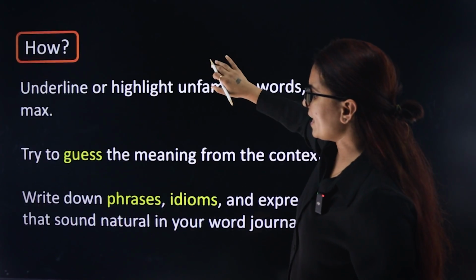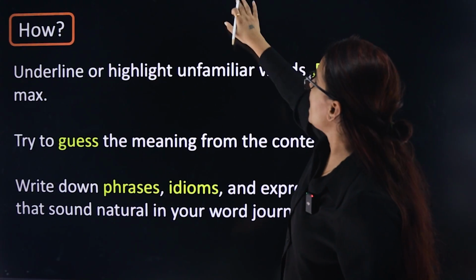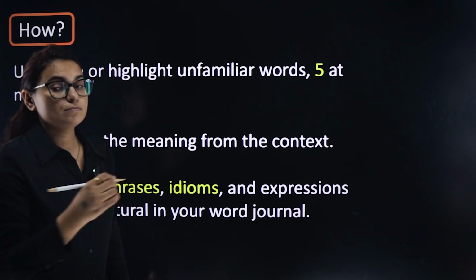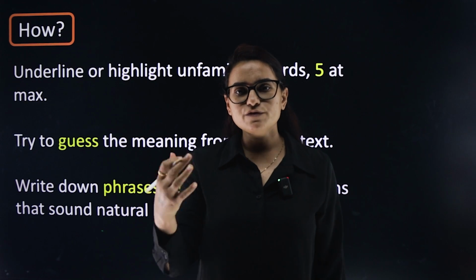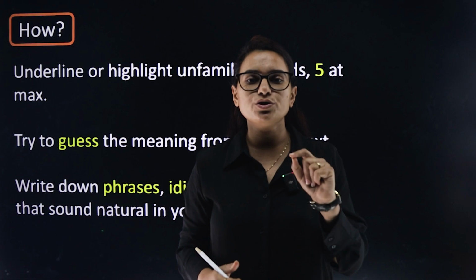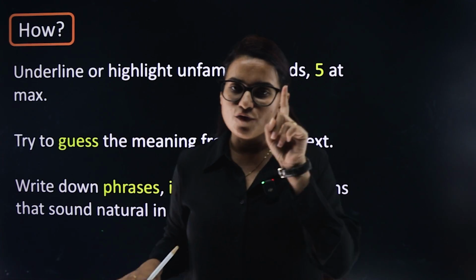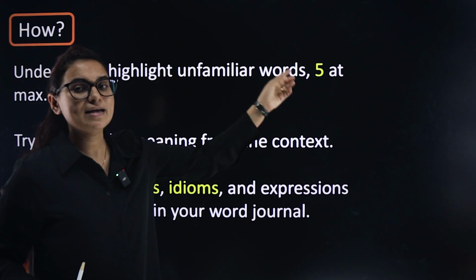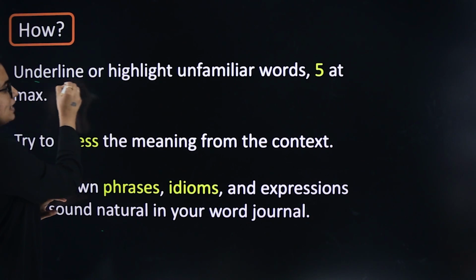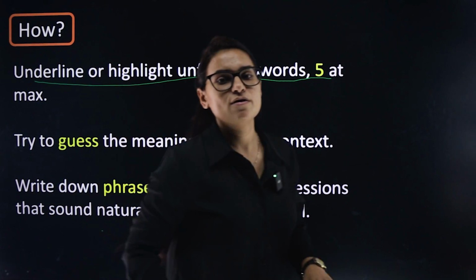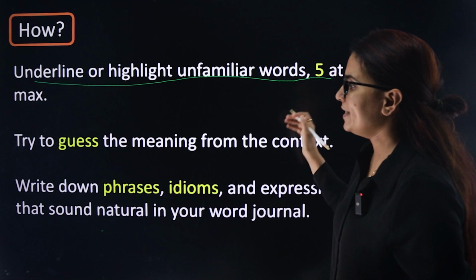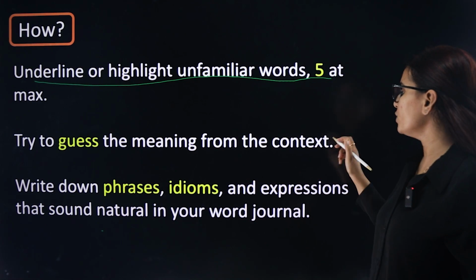There you go. In active reading, you have to underline and highlight unfamiliar words, 5 at max. Let's say you are reading a chapter, and in the first chapter itself, you find 10 heavy, unfamiliar words. What to do? Ignore 5 of them. Focus on only 5 which are at your level of understanding and you think you can use them. So you're going to underline or highlight unfamiliar words, 5 at max. Next, try to guess the meaning from the context.